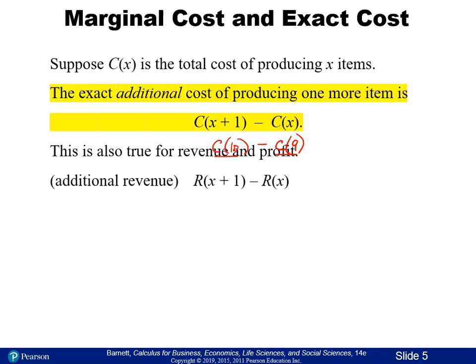And that does transfer for revenue and profit. So the additional revenue from one more item would be R of X plus 1 minus R of X. Same thing with profit.